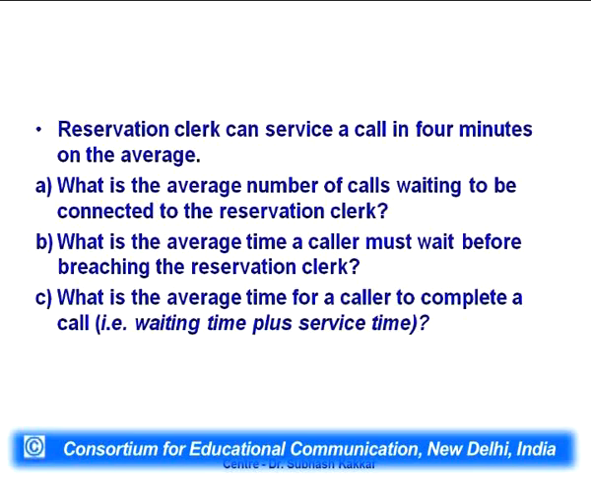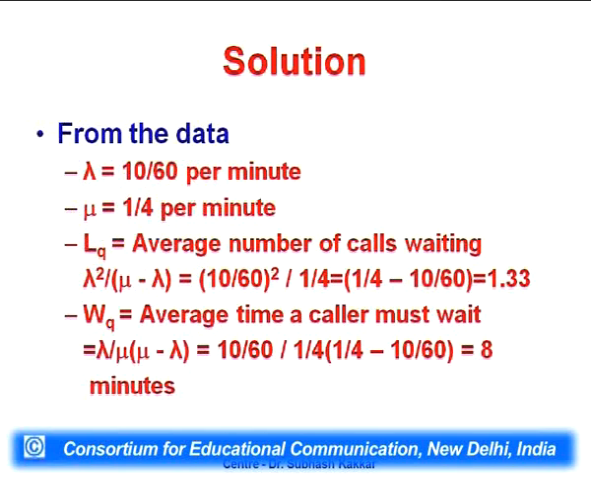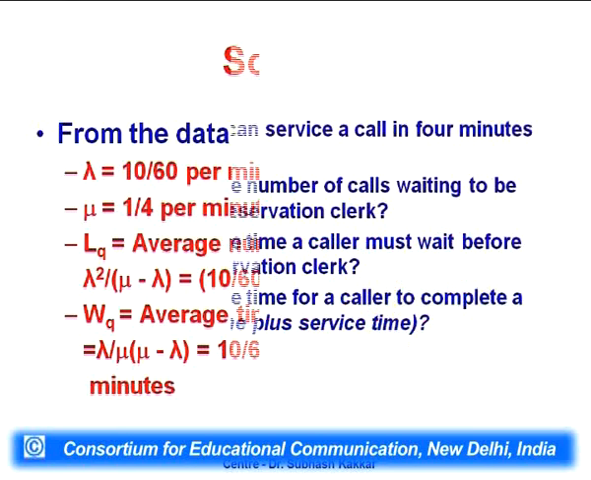Now, we have thoroughly understood the problem. How to answer these questions, we will see. The solution is like this. From the given data, we know that lambda is 10 by 60 per minute. These are the number of customers giving the calls. Mu is 1 by 4 per minute. Let us go to the main problem.